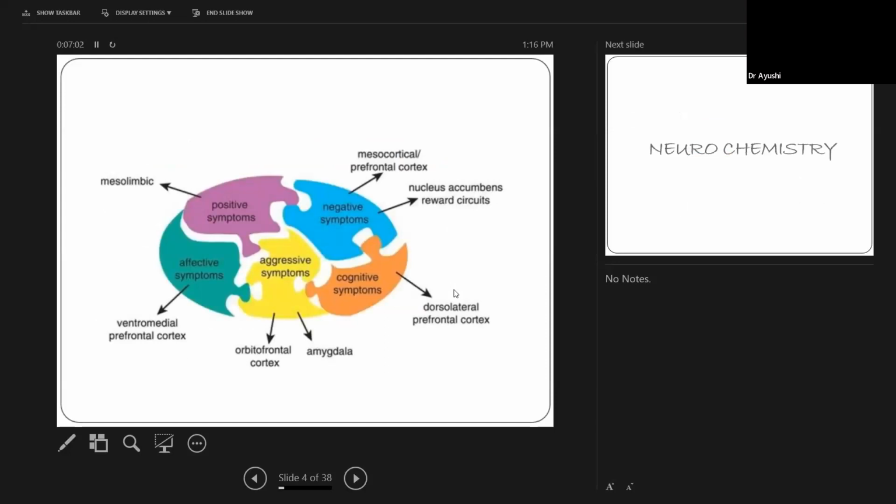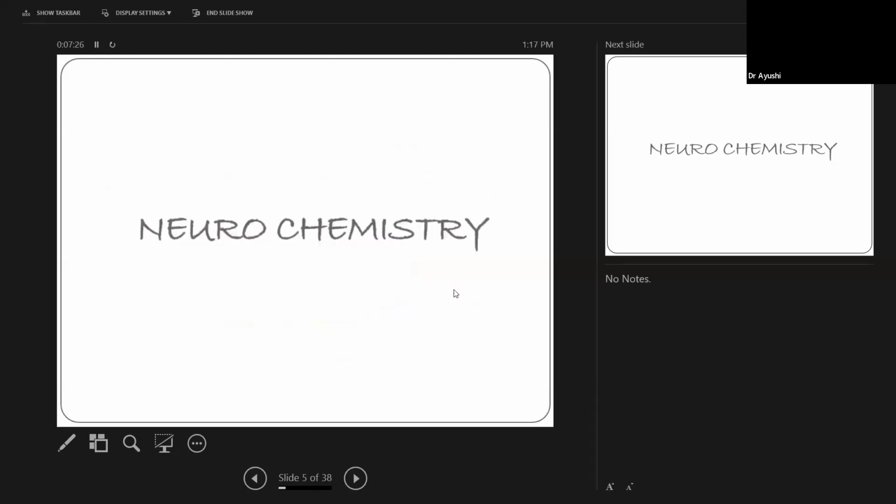The following are the symptom domains of schizophrenia: positive symptoms, negative symptoms, affective symptoms, aggressive and cognitive symptoms. The affective symptoms are predominantly from the ventromedial prefrontal cortex, cognitive symptoms from the dorsomedial prefrontal cortex, and aggressive symptoms are from the orbitofrontal cortex and amygdala. The positive symptoms are from the mesolimbic circuit and negative symptoms are from the mesocortical circuit.